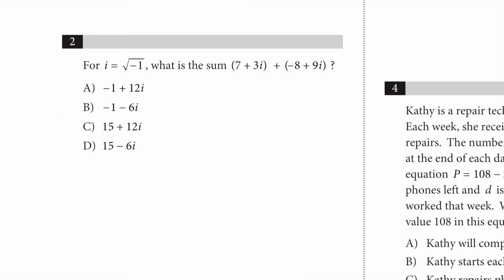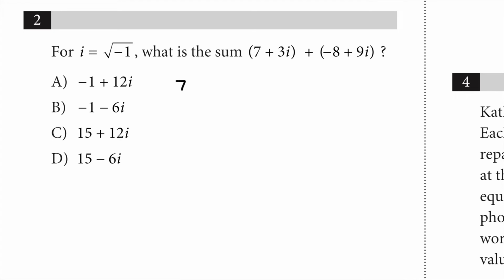Question 2, we're given i is the square root of negative 1, and it wants us to find the sum of the quantity 7 plus 3i plus the quantity negative 8 plus 9i. So what we're going to do is combine like terms. So we have 7 minus 8 is negative 1, and 3i plus 9i equals 12i. And so we have negative 1 and 12i. So our answer is A.